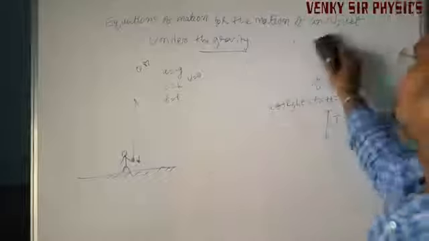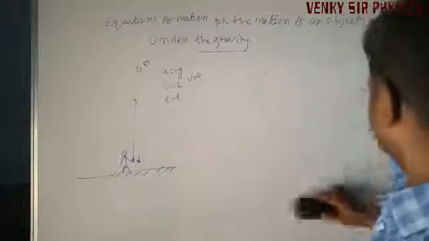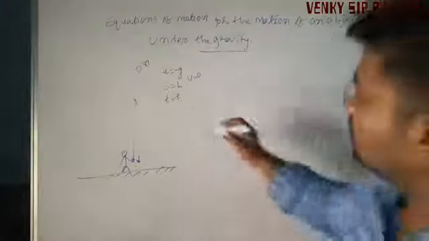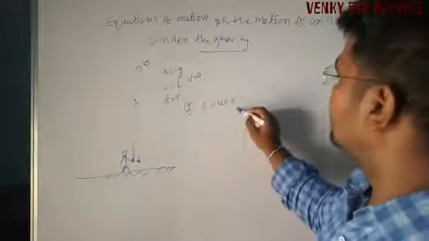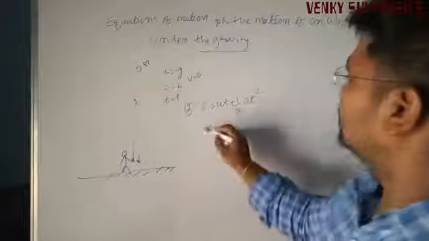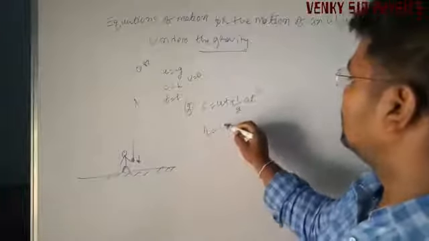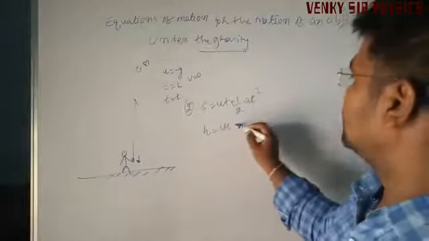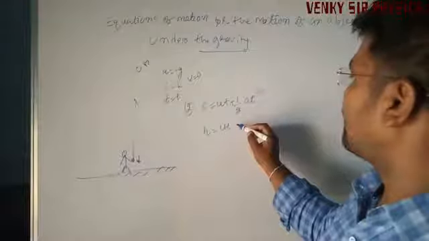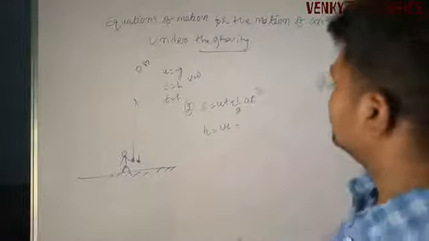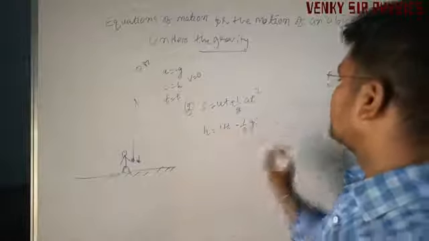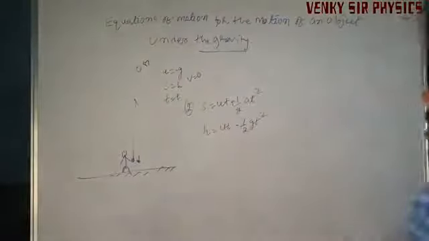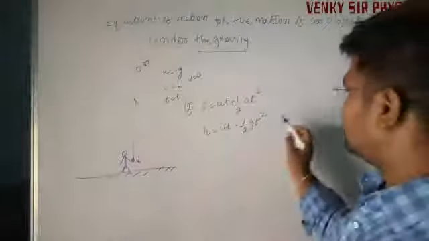Then coming to the second equation. S is equal to ut plus 1 by 2 at square. Here, h is equal to ut minus 1 by 2 gt square.